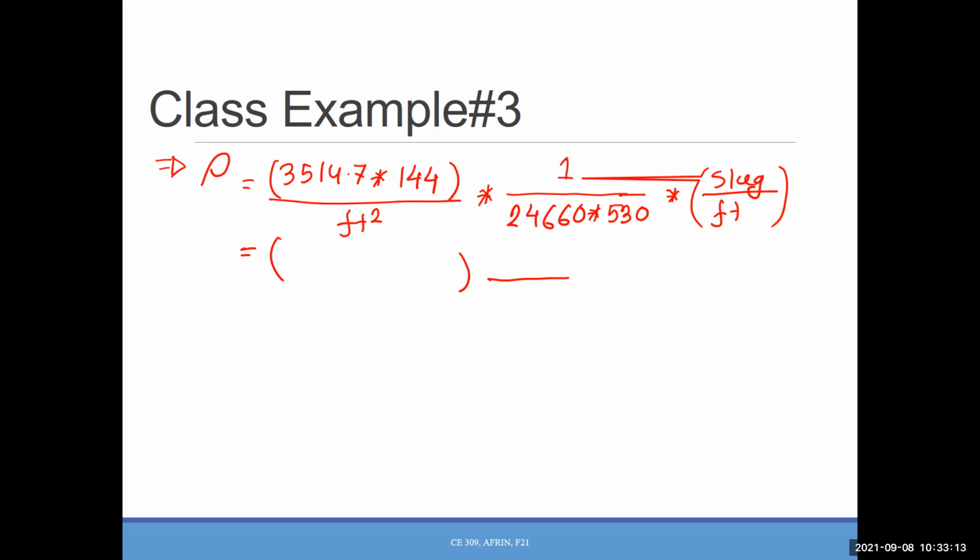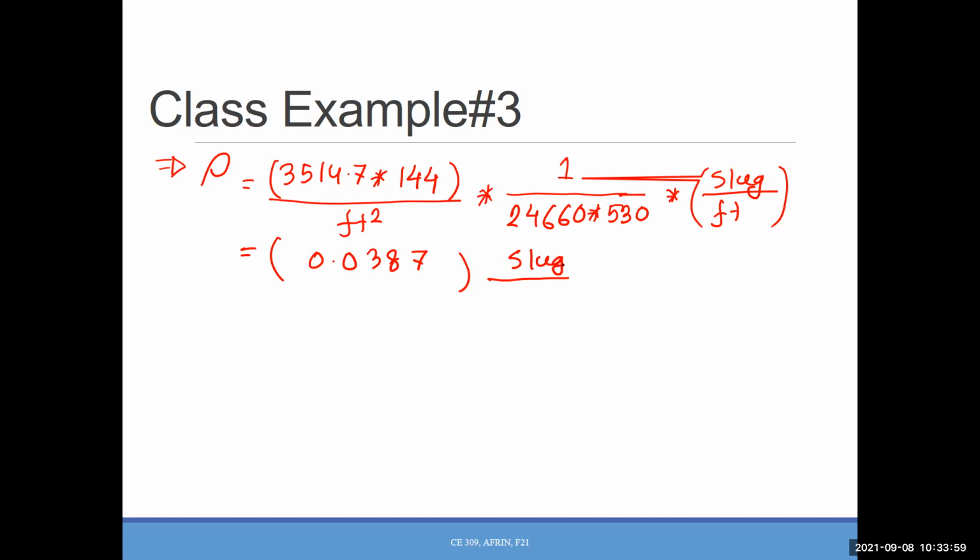Since it's gas, the density will be very small because the mass of the gas is very small. You should get something like 0 point something. Anyone has any number? 0.0387. Anyone else got kind of the same number? 0.0387. And what will be the unit?